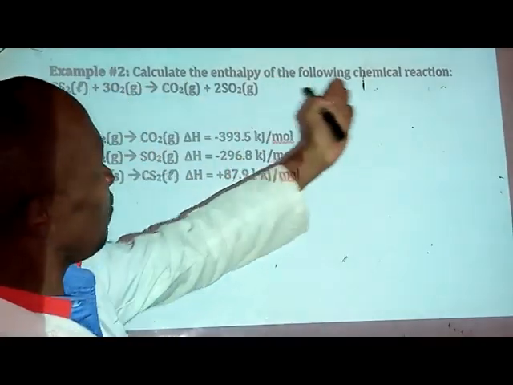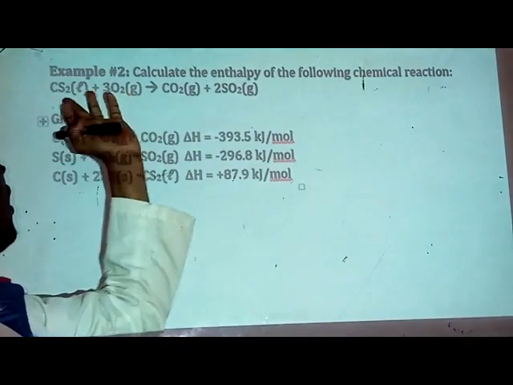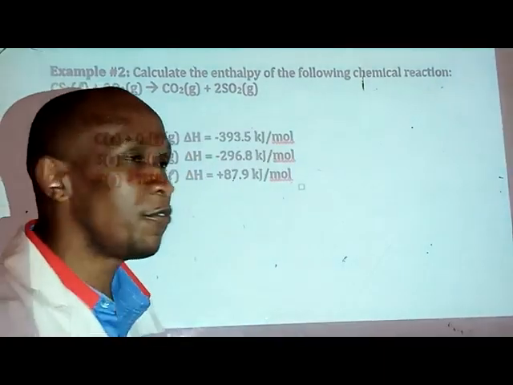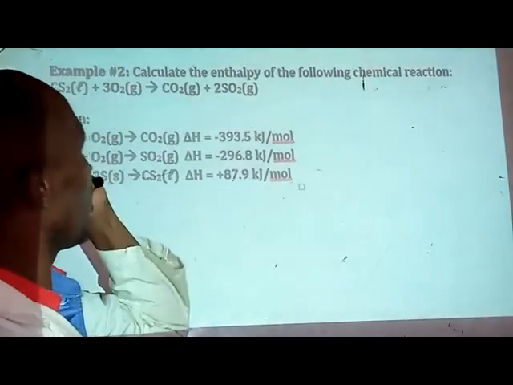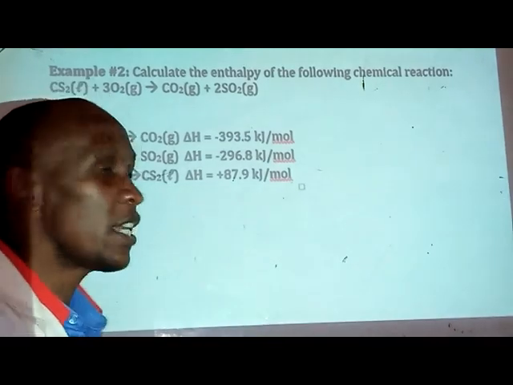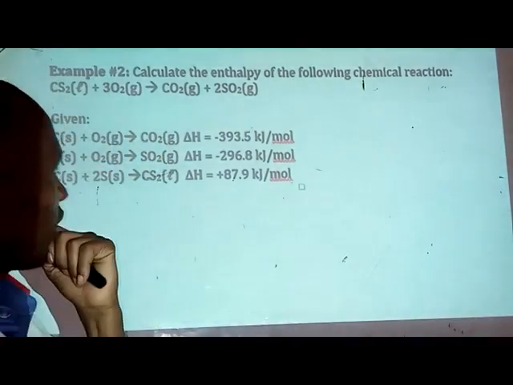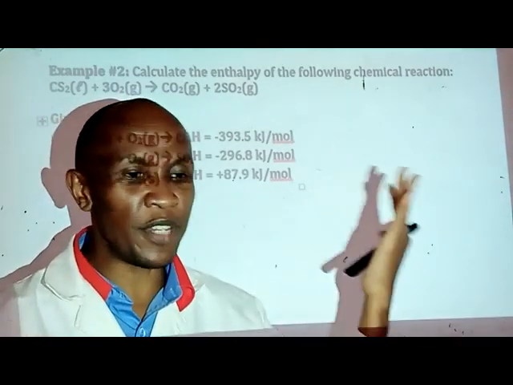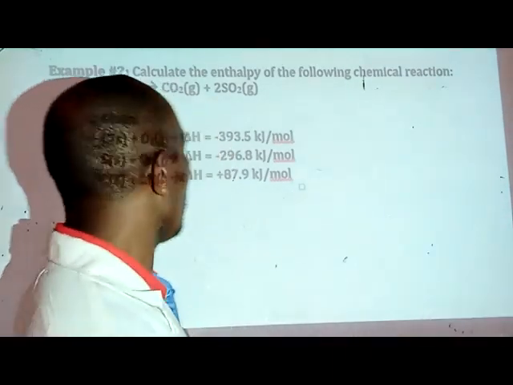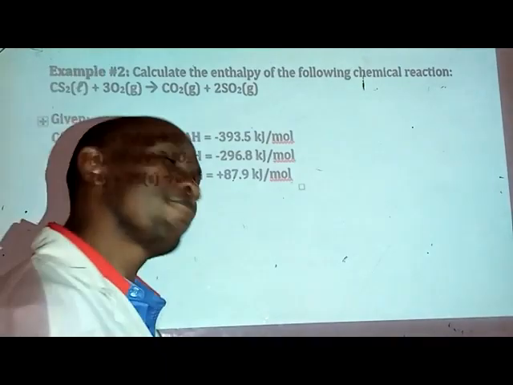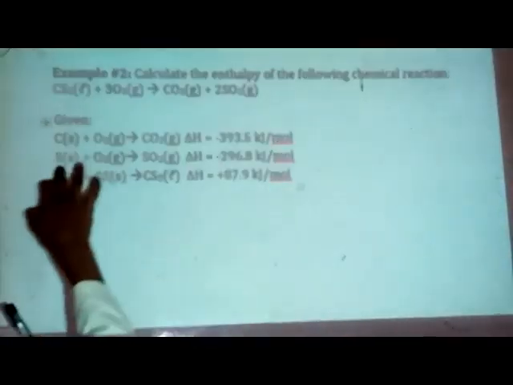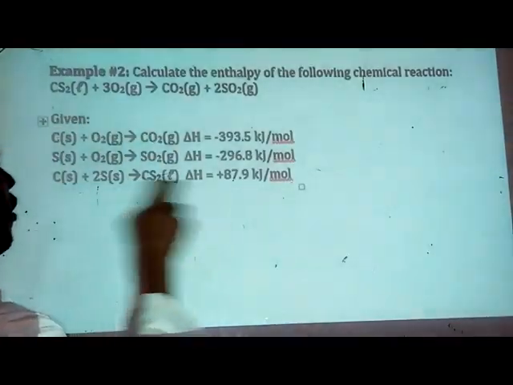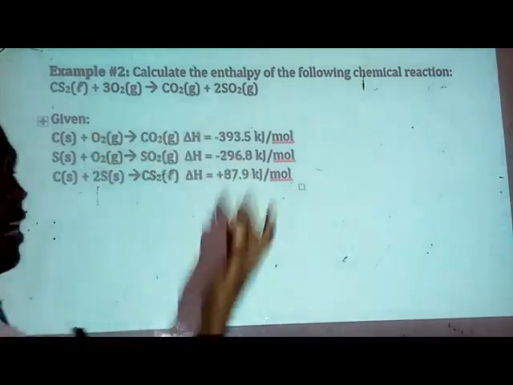So calculate the enthalpy of the following chemical reaction: the carbon disulfide or carbon 4 sulfide plus oxygen to form carbon 4 oxide and sulfur 4 oxide, and that is what we are given. So what did we say? Choose any and then read the other reactions around it. I have chosen that because I don't want to choose this and that, they are weird. You can also choose this, but this and that, please don't.